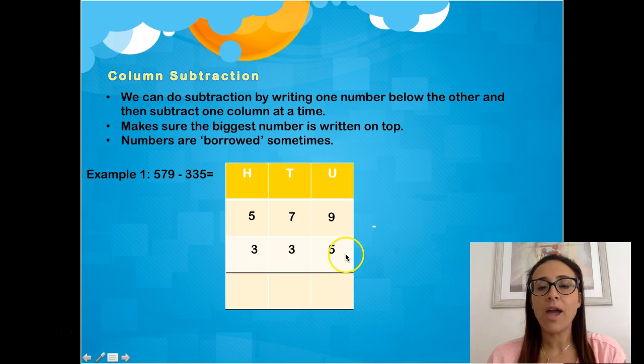9 is bigger than 5, so we can just subtract the units column. 9 minus 5 is 4. Then we repeat with the tens column. Again, 7 is bigger than 3, so we can subtract that very easily. 7 minus 3 is 4. Now we can move on to our hundreds place value, and again, the number on top is bigger than the number below, so we can just subtract those numbers. 5 minus 3 is 2, so our answer is 244.